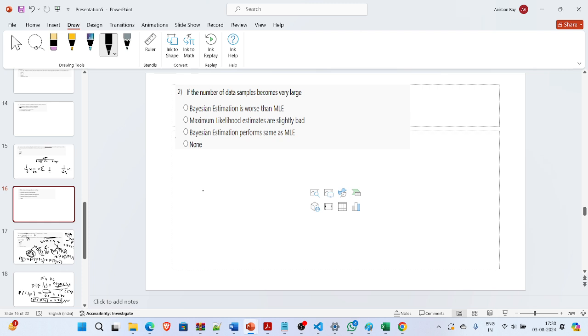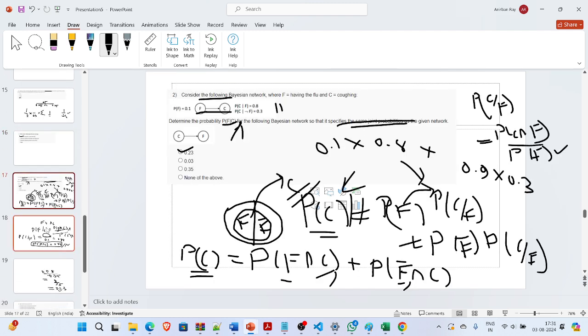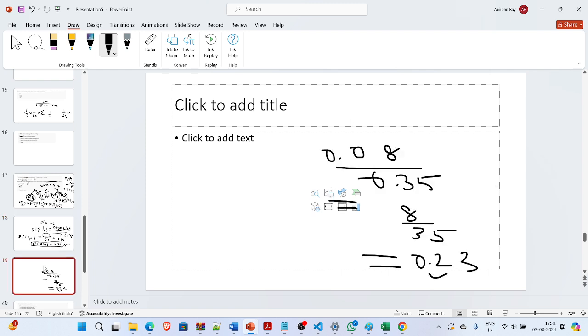When the number of data samples becomes very large, a Bayesian estimation in which we integrate out the parameters is a computationally expensive process. So what happens is that it becomes worse than MLE. MLE is better in that case. Okay, sir, so this problem we have already solved.